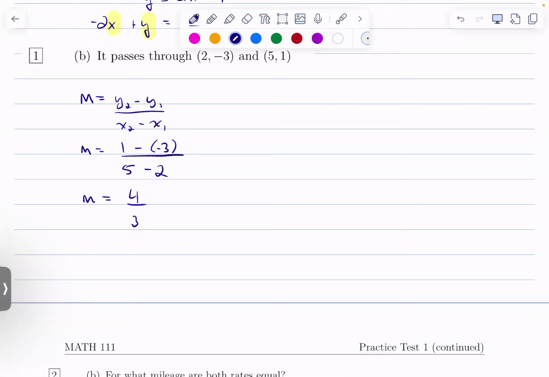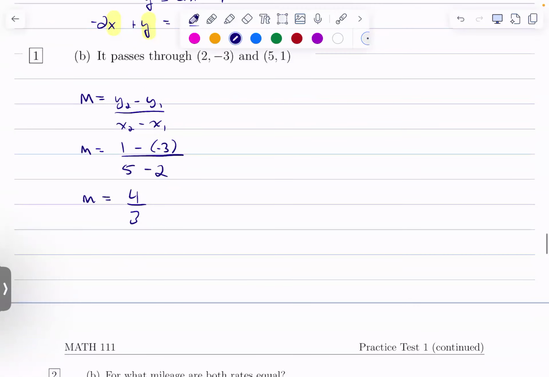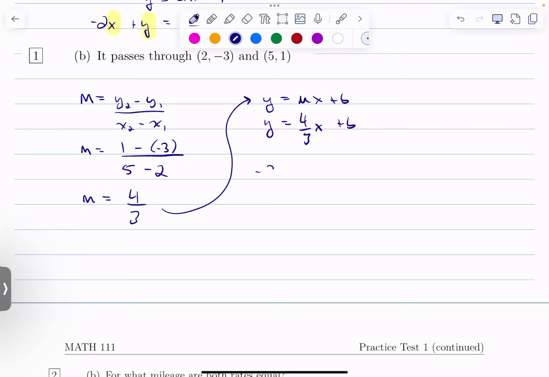Ooh, tricky. It's okay. Oh, disappeared. So then, I go up here, y equals mx plus b. I get y is 4 over 3x plus b. Plugging in one of those points, and like I said, I just tend to go for the first one. -3 is 4/3 times 2, plus b.